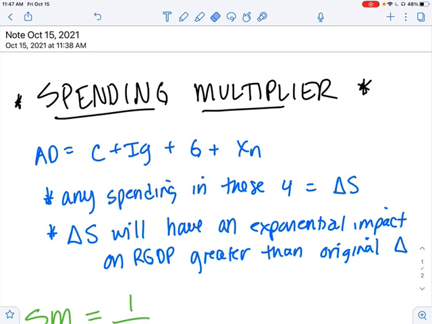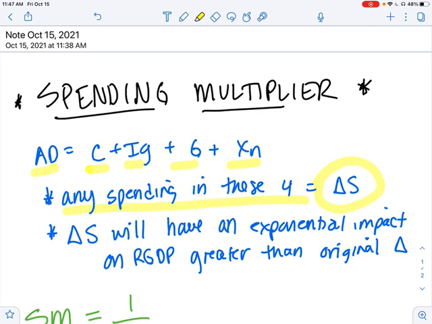Let's talk about the spending multiplier. The spending multiplier is the formula that we use to determine how changes in aggregate demand can have a larger impact on the real GDP than the initial change in spending. So let me remind you that aggregate demand is any form of spending in the C plus IG plus G plus XN categories. Any spending in any of those four is going to equal the change in spending.